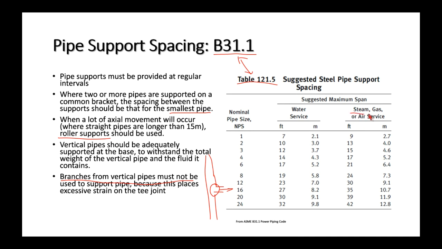So let's say we've got steam and we've got NPS 2 pipe. We should be supporting that pipe roughly every 4 meters maximum. If we've got, say, a 6-inch NPS pipe, that interval increases to 6.4 meters. And if we've got an NPS 1 pipe, and probably you can say the same for NPS 3/4 or 1/2 inch pipe, about every 2.7 meters. Okay, so that's from the 31.1 piping code.